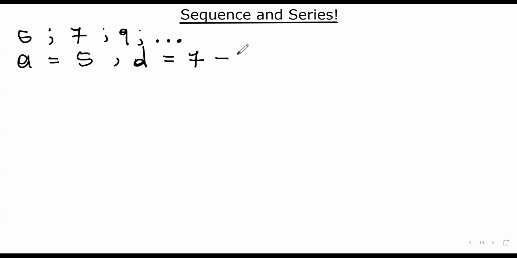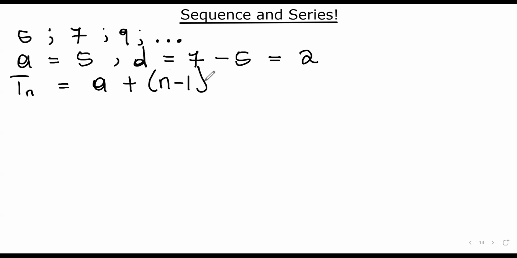Well, what is the pattern? We have 5, 7, 9, and of course, this goes on to infinity. Well, here we can see that our A is simply 5, and our constant difference will be term number 2 minus term number 1, which is simply a solid 2. So then our nth term is given by A plus n minus 1, times D.